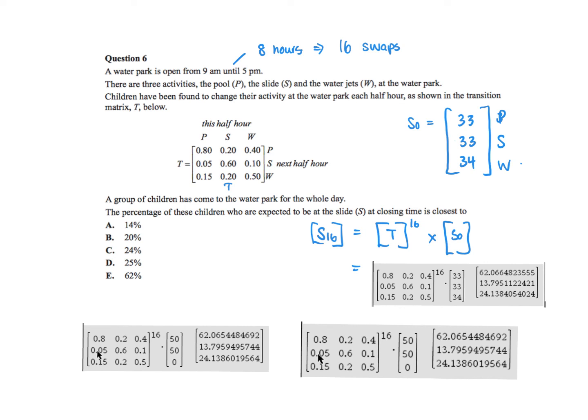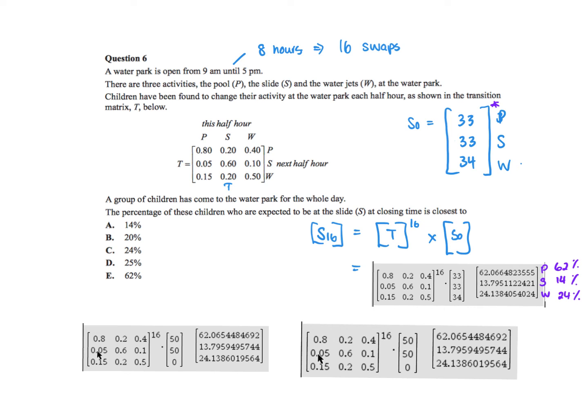Okay, so I've done it on the calculator, and you can see if I round these numbers, because remember this is pool, slide, and water jets or whatever. So we've got 62, I'm going to round that to 14 and 24. So that's what I'm looking at there. But I just assumed that all three just split up evenly at the start of the day. But I can't be sure of that.